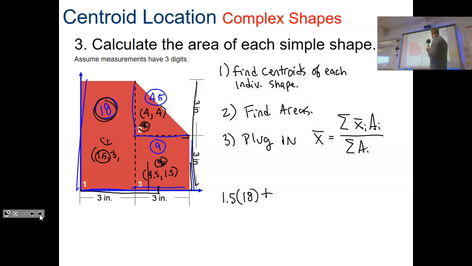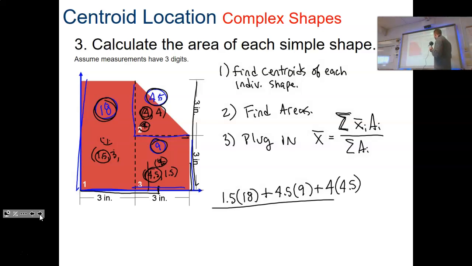Now we're going to add. That's what this symbol right here is. Add to it the next one. So my next x value is 4.5 times the area, and the area of that was 9. Add the next x value, 4, times its area of 4.5. Now we add up all the areas. So my first area was 18, my next area was 9, and my last area is 4.5.